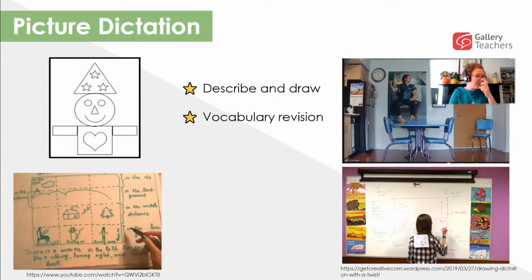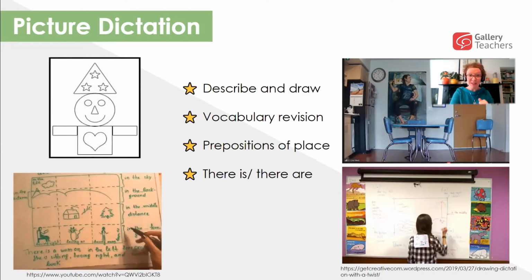It's often used to describe rooms in the house. So it's often used to practice furniture vocabulary as well as prepositions of place. So it's next to, it's behind, it's in front of, it's beside, it's above, it's below. Again, it's useful for there is and there are for your lower levels.